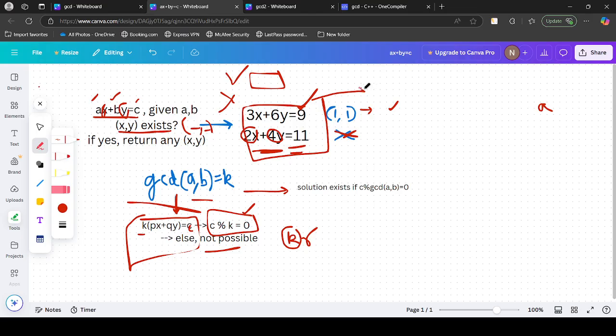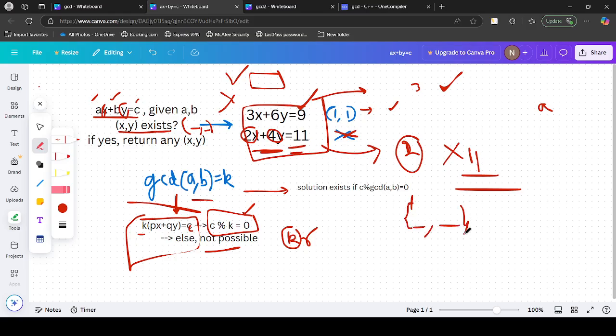In the first example, GCD of 3 and 6 is 3 and 9 mod 3 is equal to 0. So the solution existed, and one such example is 1 comma 1. And coming to the second one, GCD of 2 comma 4 is 2, but 11 is not divisible by it. So we are sure that a solution does not exist. So we are able to solve half the part, whether the solution exists or not. But how to return a solution, any one solution? So let's come to this part.